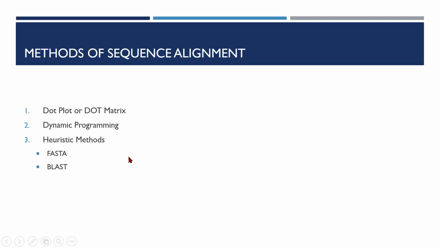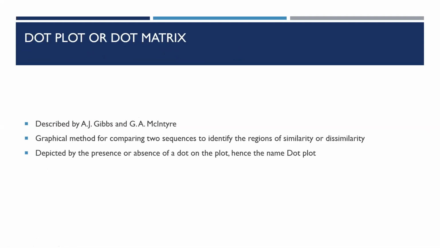So now let's look at the details of the dot plot or dot matrix method of sequence alignment. This method is described by Gibbs and G.A. McIntyre. These are the two scientists who developed this method of dot plot analysis. This is a graphical method for comparing two sequences in order to identify the regions of similarity or dissimilarity.